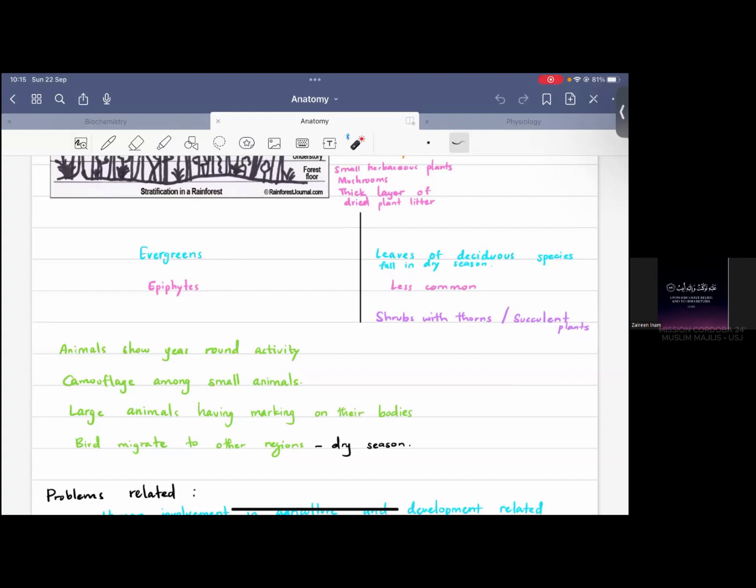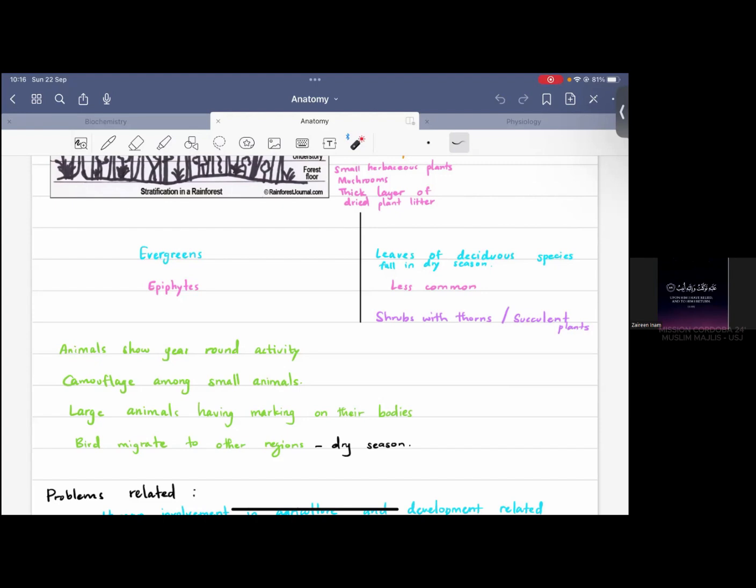Okay, and epiphytes. Epiphytes are very common in the rainforest, but in the dry forest they are less common. What are epiphytes? You might have learned an example: the orchid plant is an example of epiphytes. It will be dependent on its host plant. So these epiphytes are very common in rainforest, but not in the dry forest, right?